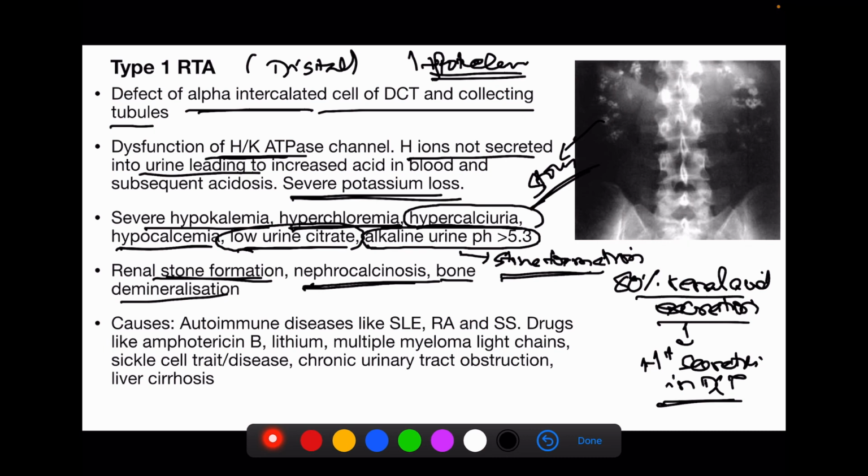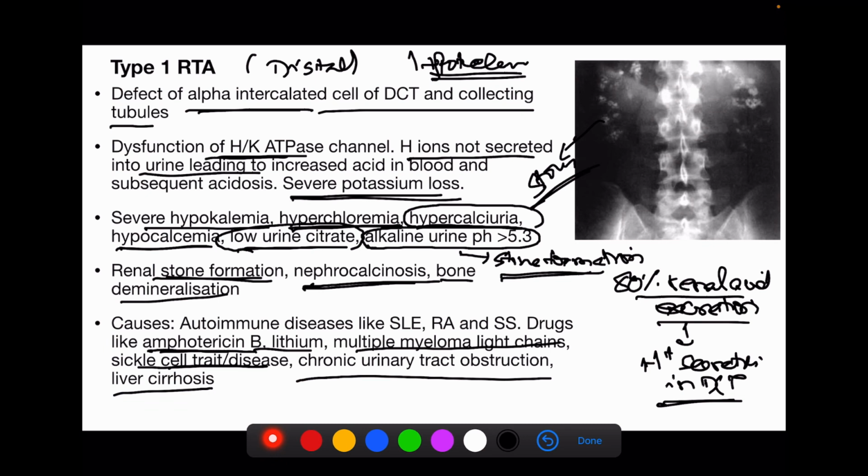And now coming to the causes. The different causes could be autoimmune conditions like lupus, rheumatoid arthritis, Sjogren's syndrome. Drugs like amphotericin B and lithium can also contribute. In fact, whenever a patient is started on amphotericin B or lithium, we always check the serum potassium levels, the reason for that being type 1 RTA. Multiple myeloma light chains can also deposit and damage the alpha intercalated cells, and lead to type 1 RTA. Sickle cell trait and disease, chronic urinary tract obstruction, and liver cirrhosis are some of the other conditions that you need to associate with type 1 RTA.